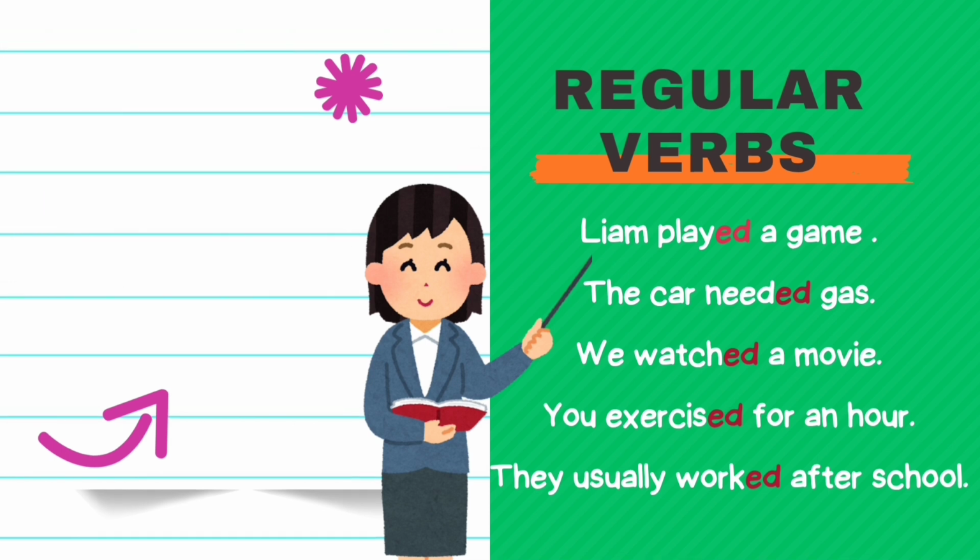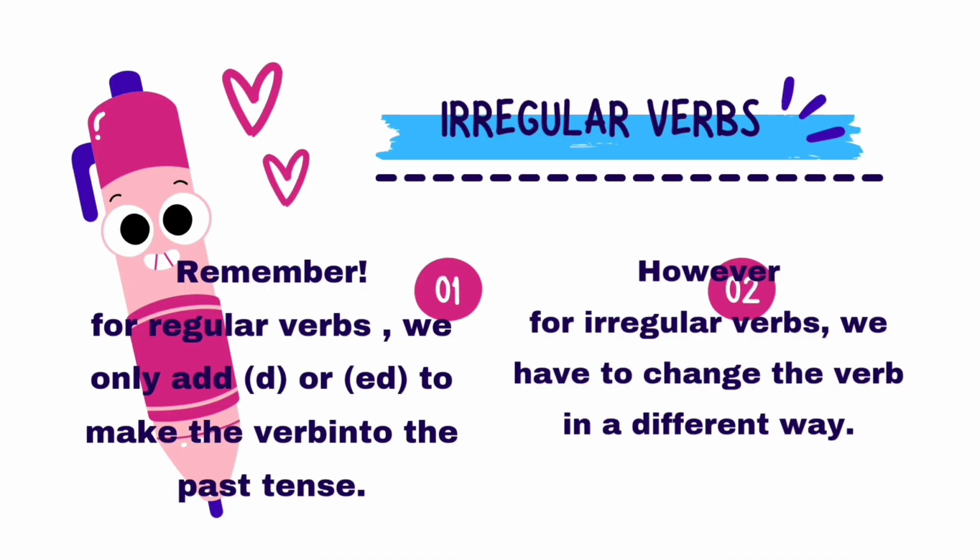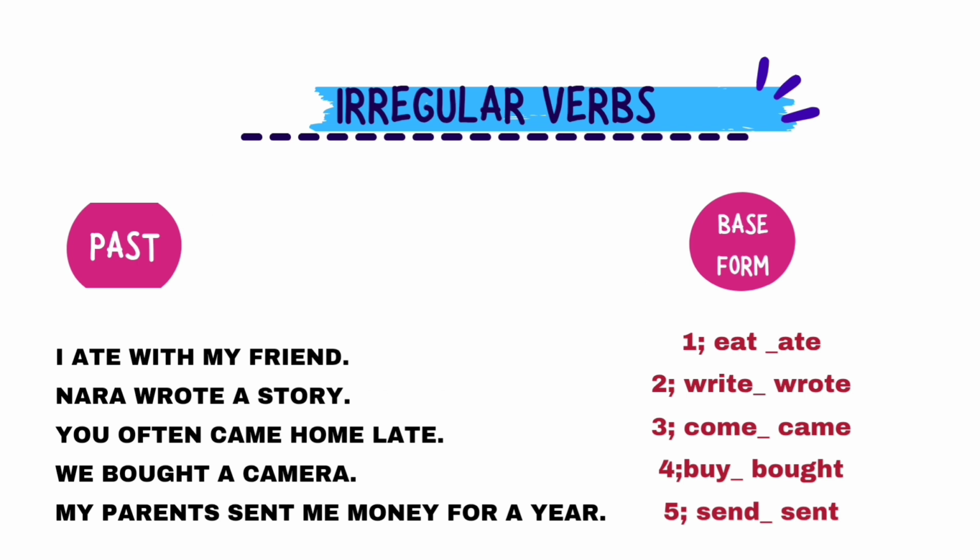Let's move on. Now, I'll talk about irregular verbs in the past simple tense. Remember, for regular verbs, we only add d or ed to make a verb into the past tense. However, for irregular verbs, we have to change the verb in a different way. Let's take a look at some examples.